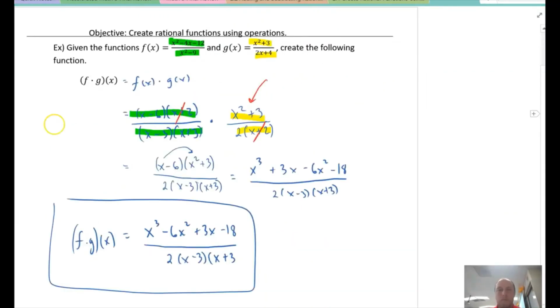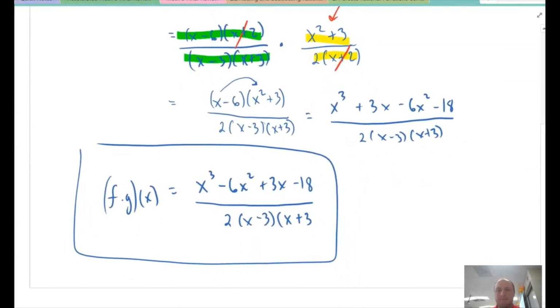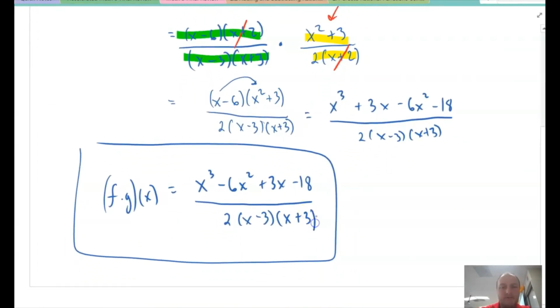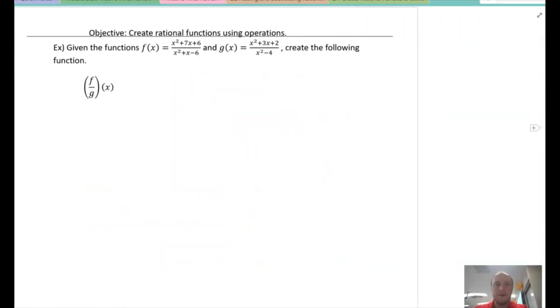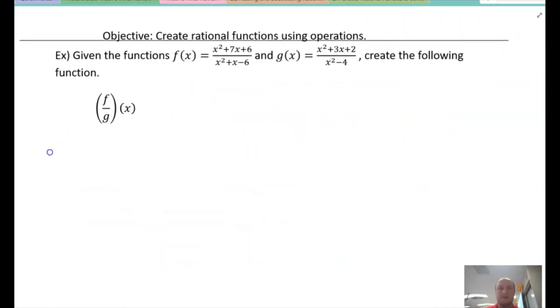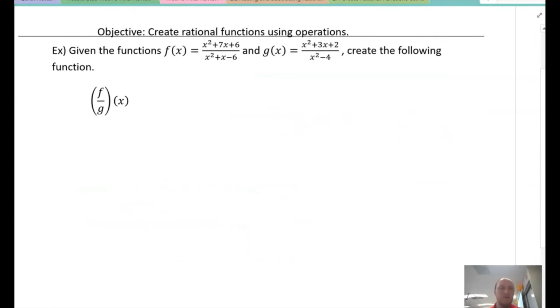Sorry, that was a little fast. Oh, and I forgot a parenthesis. How dare I? Okay, here you go. And here's the last example. Here they want you to create f divided by g of x. So once again, what they're asking, they want f of x divided by g of x.